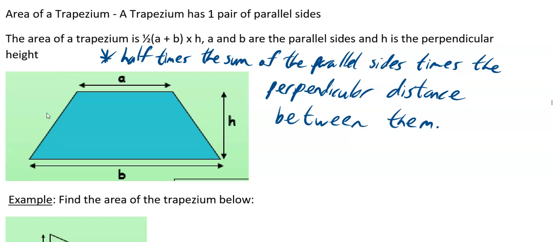That is much easier for you to learn off, and it will stay with you a lot longer. So it's a half times the sum of the parallel sides. A and B were the parallel sides; we've put them in a bracket and added them, so that's the sum of them. It's a half times that, and then times H, which is the perpendicular distance between them. Learn that off as well, please. Then we'll look at an example of how we put this into practice.